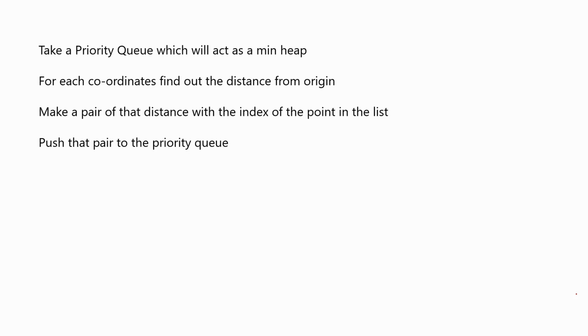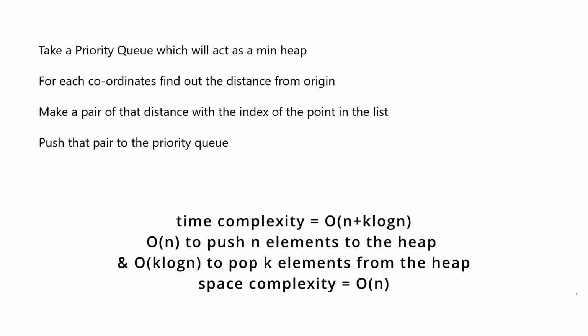Now it's time to get the k closest points. As we are using a min heap, if we pop the very first element, we are guaranteed to get the smallest distance pair. So if we pop this priority queue k times, we are guaranteed to get the first k closest points to the origin. So we'll simply do it like this. We'll pop from the priority queue k times to get the required points.